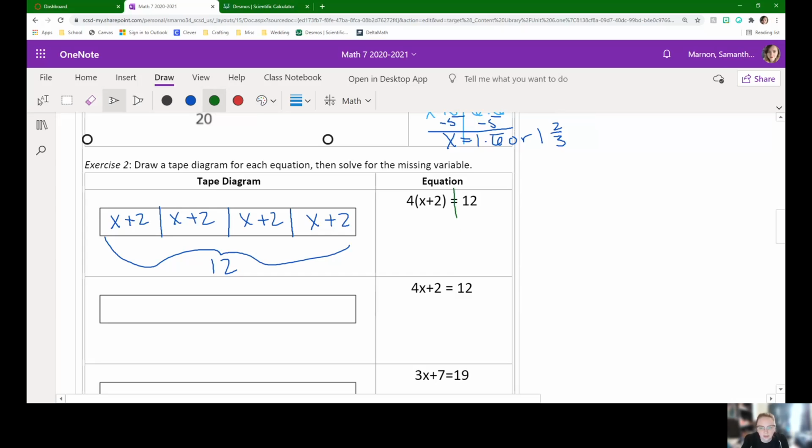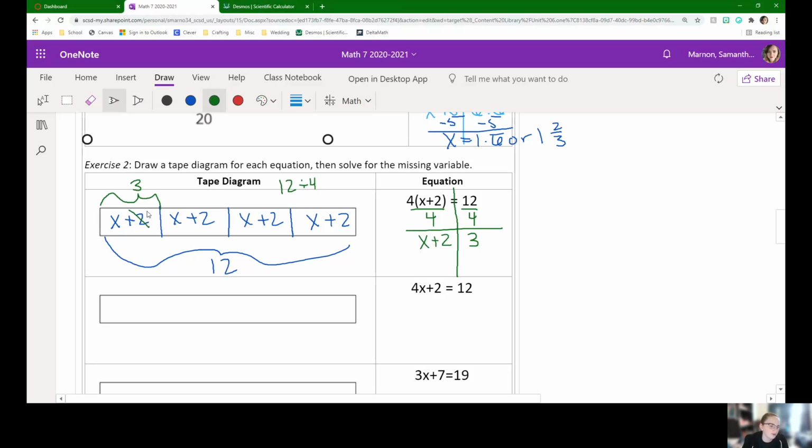So I'm going to split this in half right now. So I have my two sides. I have my four equal groups. So the first thing I'm going to want to do is 12 divided by 4 to figure out what just one group is. So I'm going to divide my equation by 4 too. That leaves us with just what one group is. And I know that 12 divided by 4 is 3. So just one grouping on my diagram is 3.